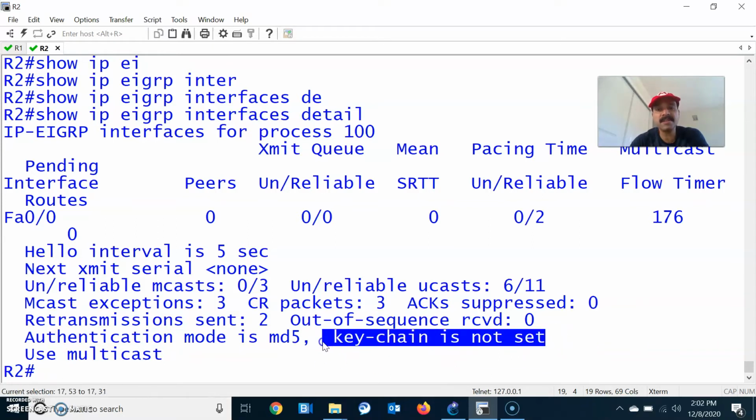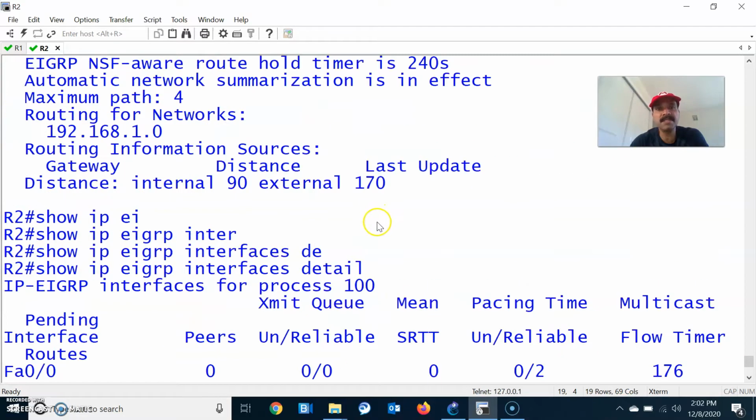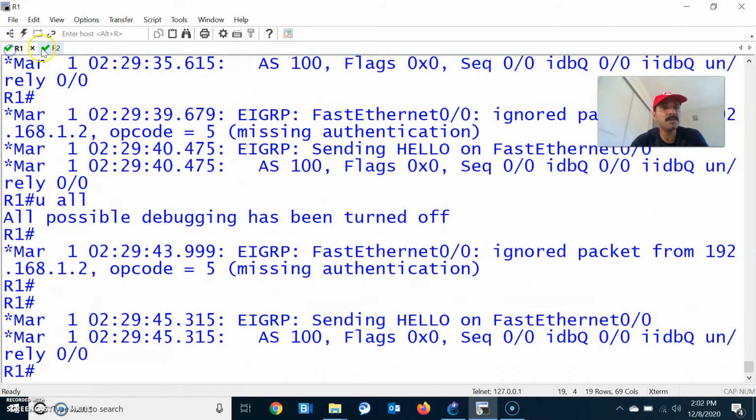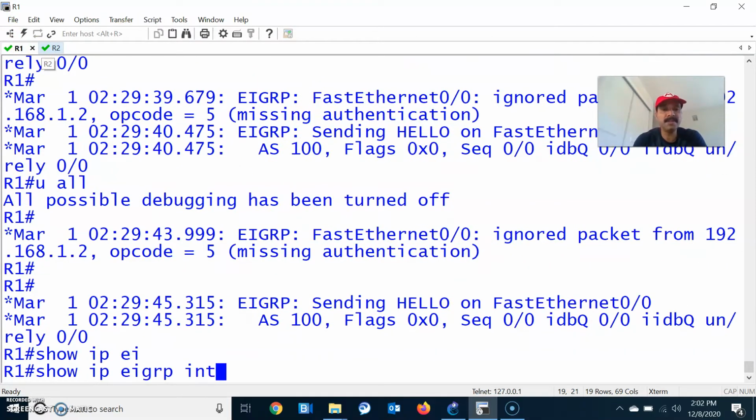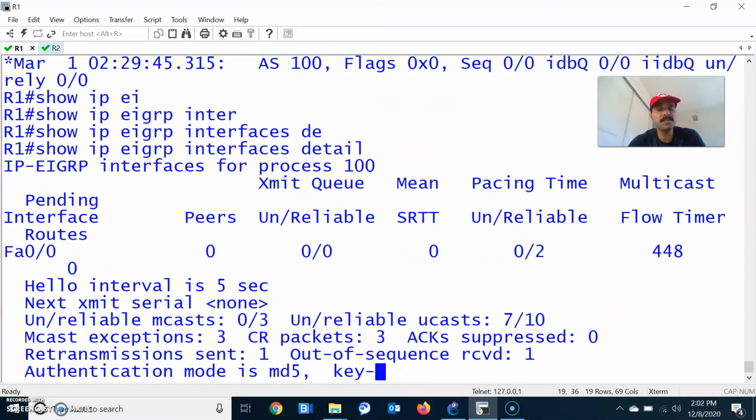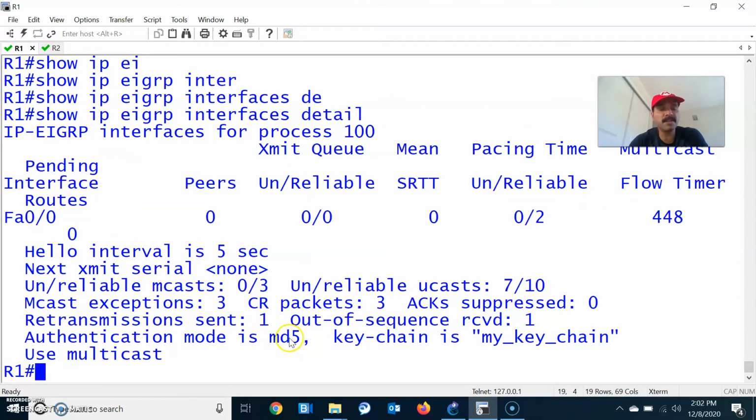So we have not set the keychain. That is the reason we are getting the missing keychain. Similarly, go to R1 and check the keychain. Show IP EIGRP interfaces detail. This will show the authentication mode. Authentication mode is MD5 and the keychain is my keychain. So the same keychain I have to configure here.